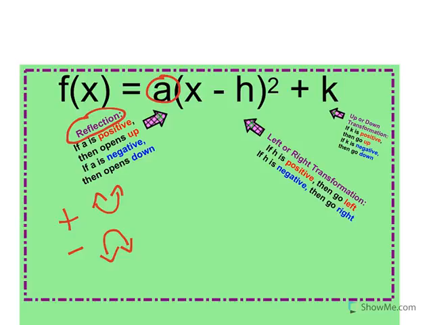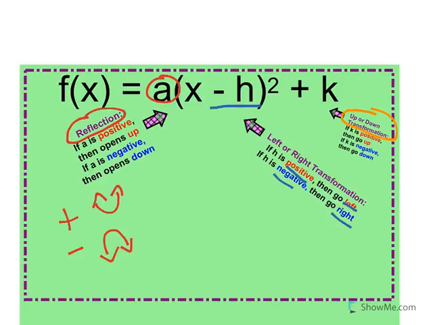Inside the parentheses, that number tells us how the parabola transforms or translates left or right. If the number inside the parentheses is a minus and then the h, that's actually a positive number and it will go left. If it's a negative number, it will go right. Because remember I said we're going to take the opposite of what the number is. And then the number on the end, the constant, the k, tells us how it goes up or down for its transformation.